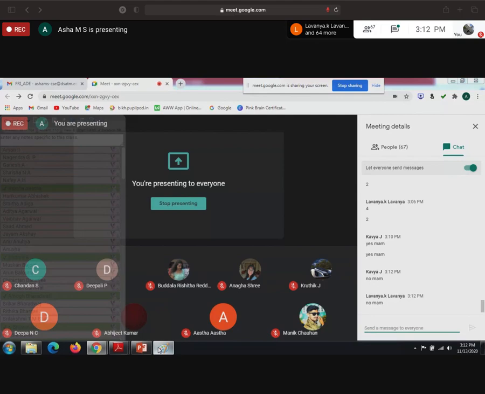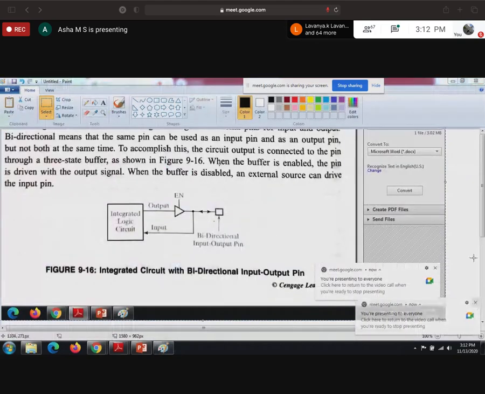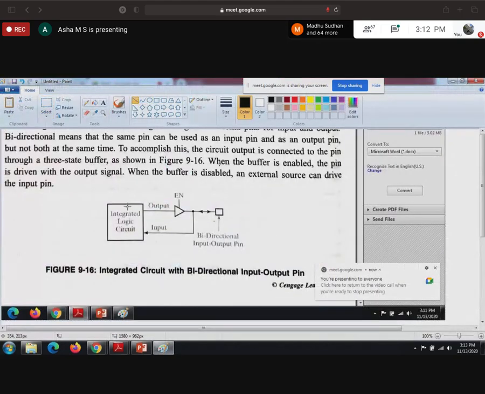Okay, I have a diagram here. Look at the diagram, you'll understand. So here I have one IC. This is the output of the IC. So here I have a buffer. Of course we are using the tri-state buffer. This is one input. This is the output of the buffer. This is the enable input.